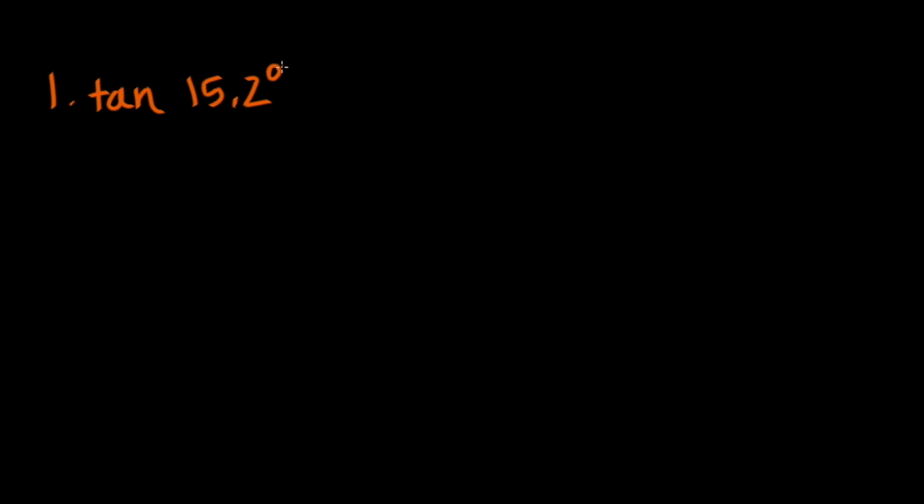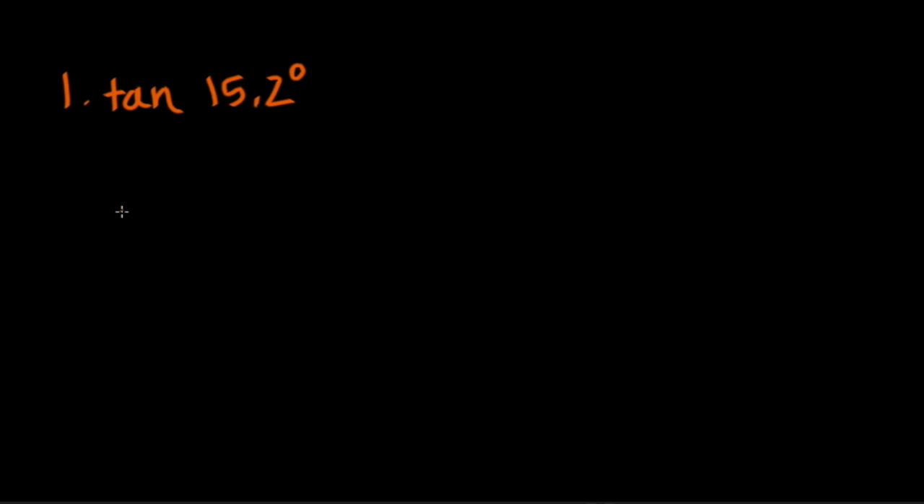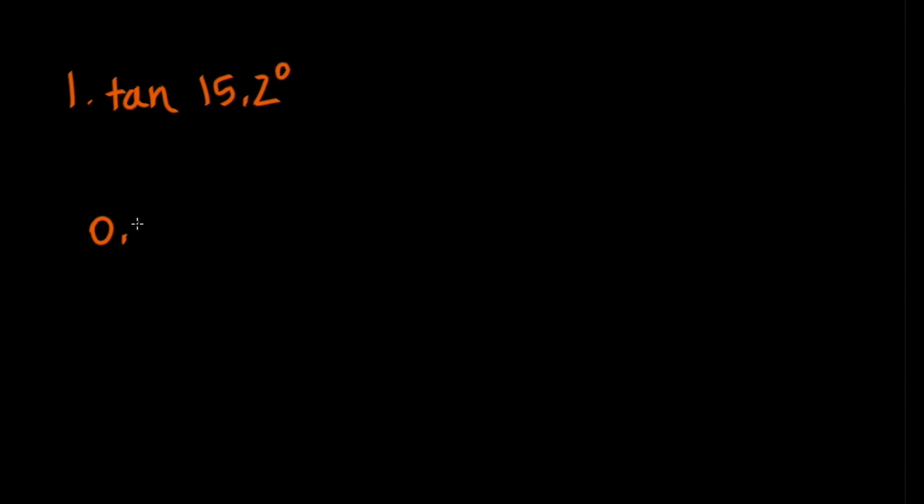The first problem says tangent of 15.2 degrees. So the first thing we need to do is find the tangent button on our calculator. If you are on a graphing calculator, make sure that the settings are on degree, not radian. The way to do this is press mode on your calculator, go down a few rows, and then make sure that the word degree is highlighted in black. After we press tangent, we are going to type in our number, which is 15.2. The answer comes out to a very long number, which we will round to 4 significant digits. So our answer is going to be 0.2717.